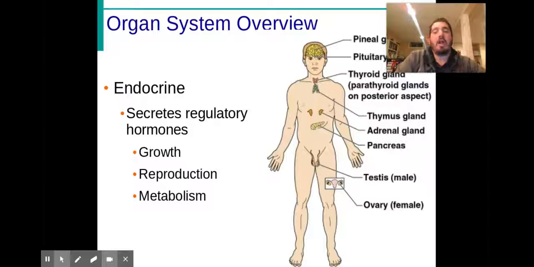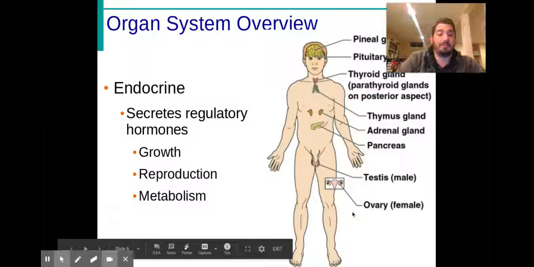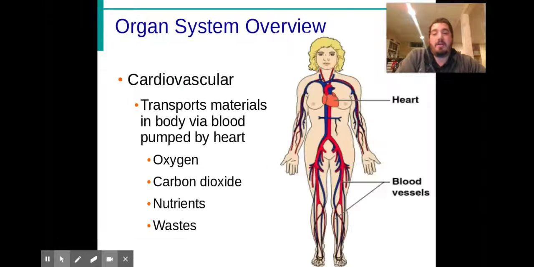Our endocrine system is another really important regulatory system, and this is what makes our hormones. We know all about hormones during our teenage years because they help us with growth and reproduction. As you grow in your teenage years, your body's producing tons of hormones to stimulate that growth. And you can see from all these different types of glands here, those would be some of the organs in that organ system.